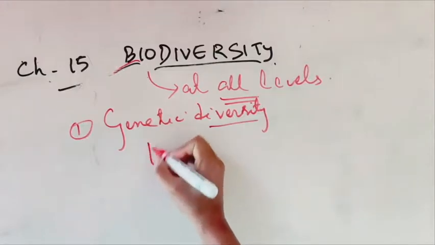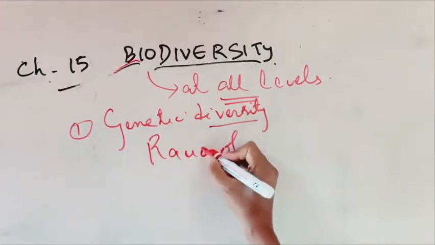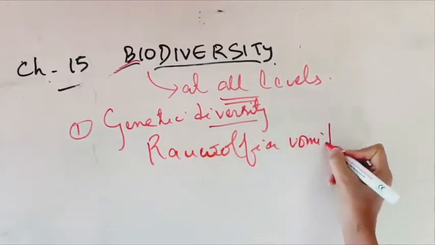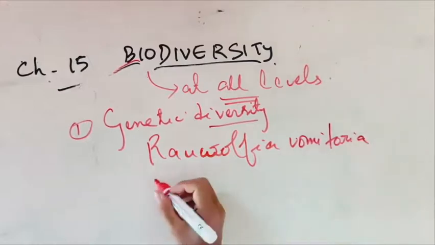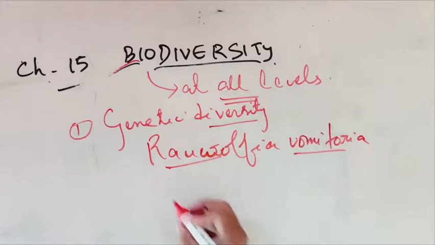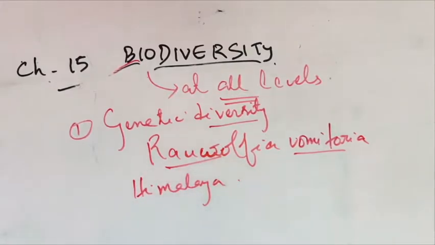Rauwolfia vomitoria is an important drug plant. It is found in the Himalaya mountains, in Nepal, Sikkim, Tibet, the Eastern Himalaya. You know that the Himalayas are very rich in biodiversity, with many plants and animals.